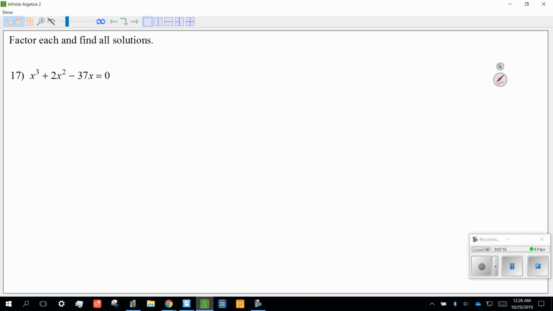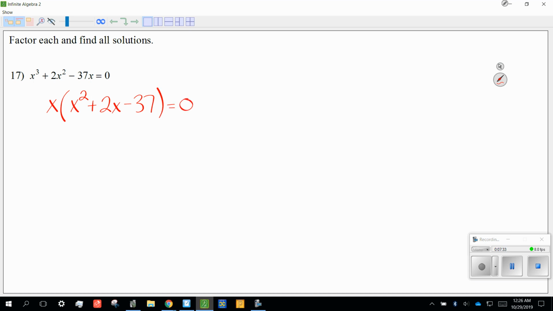Okay, so what does that look like? We can factor something out, and that thing is an x. They all have an x. So x times x squared is x cubed. X times 2x is 2x squared. And x times negative 37 is negative 37x.